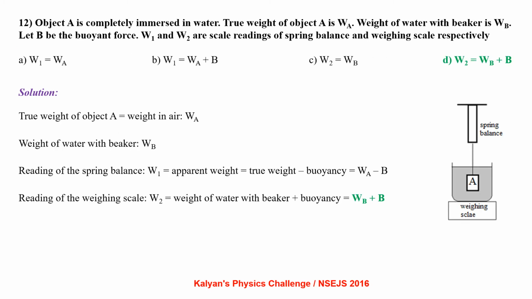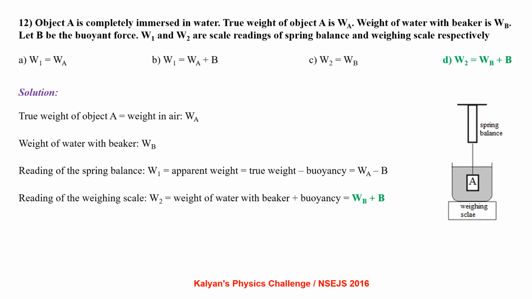Object A is completely immersed in water. True weight of object A is WA. Weight of water with beaker is WB. Let B be the buoyancy force. W1 and W2 are scale readings of the spring balance and weighing scale respectively.